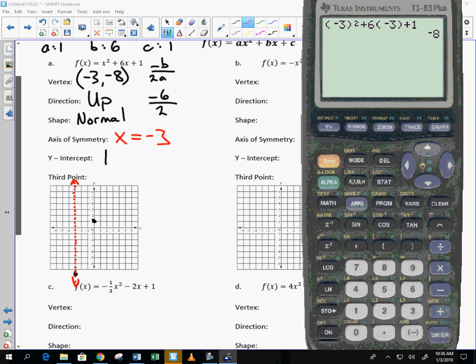So if I put this point on the other side, that would mean it would go right about here, correct? What's that coordinate? -6, +1, right? Now we have 3 points. And that way we can make an accurate sketch of the graph.